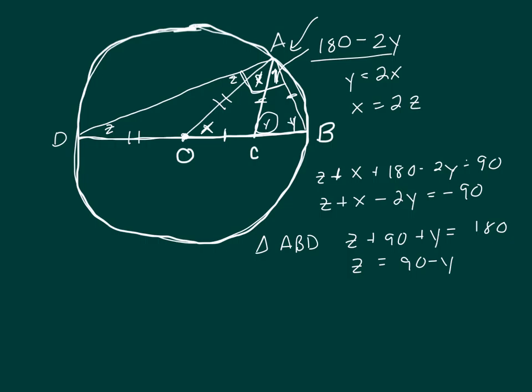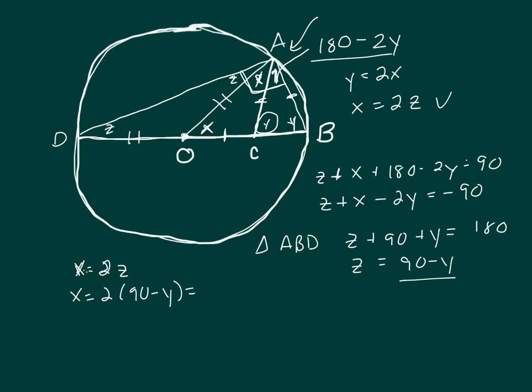What I'm trying to do is come up with some equations that have an x in them where I can solve for x. That's basically what I'm trying to do. And let's see if I have enough to do that right now. We know that x equals 2z from up here. I know that x equals 2 times, another name for z is 90 minus y.